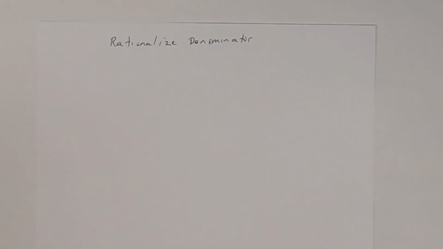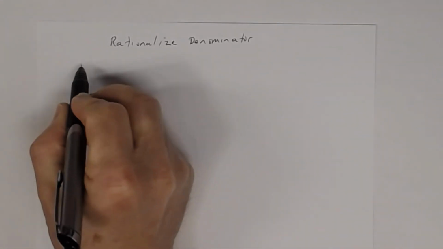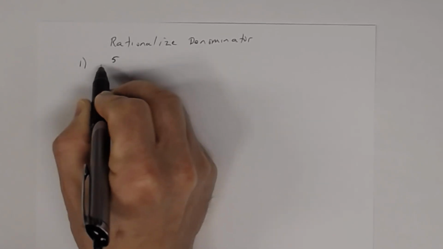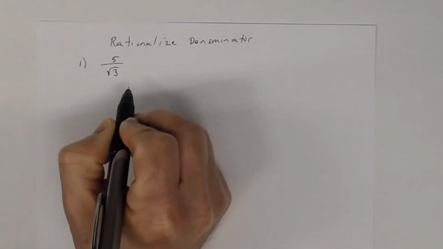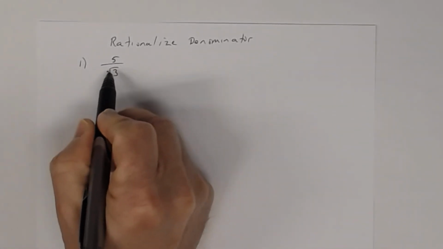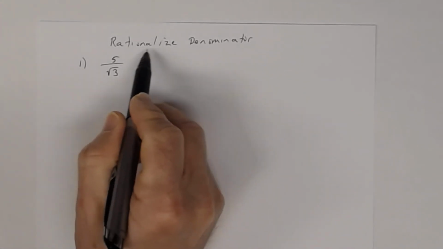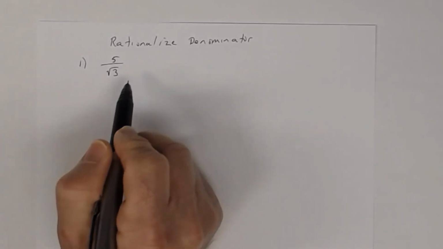All right, so in this review, we're going to look at rationalizing denominators. So let's look at this first example to begin with. Number one, let's suppose we have 5 divided by the square root of 3. Now notice the denominator is an irrational number. The square root of 3 is irrational. So we need to rationalize that. We need to make it a rational number.